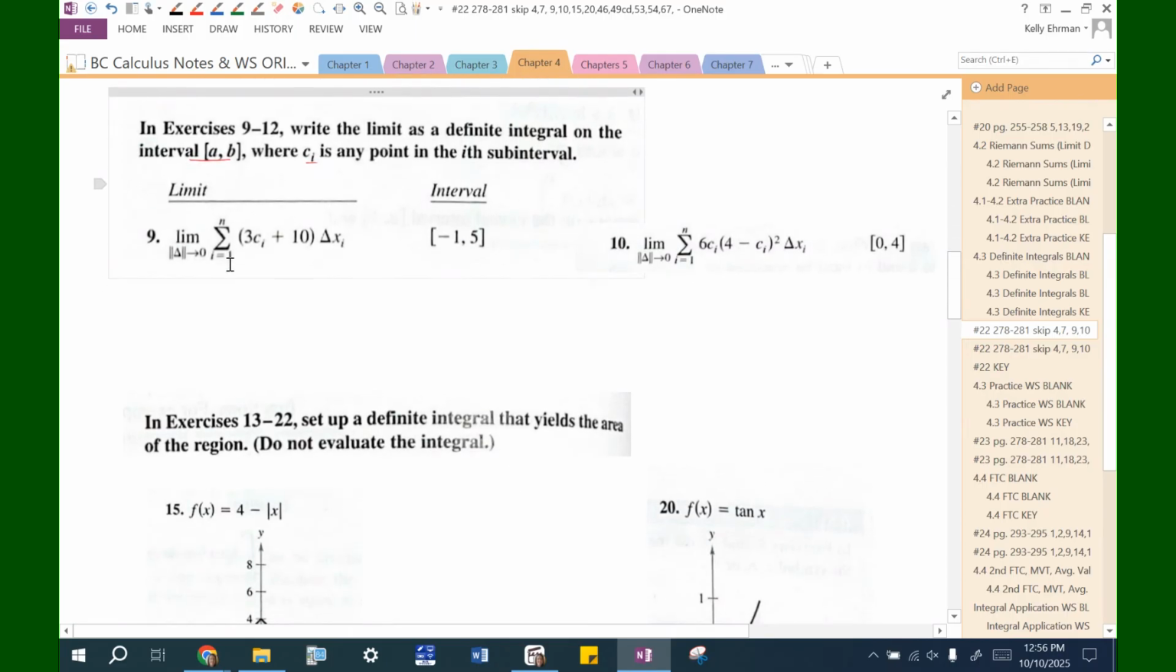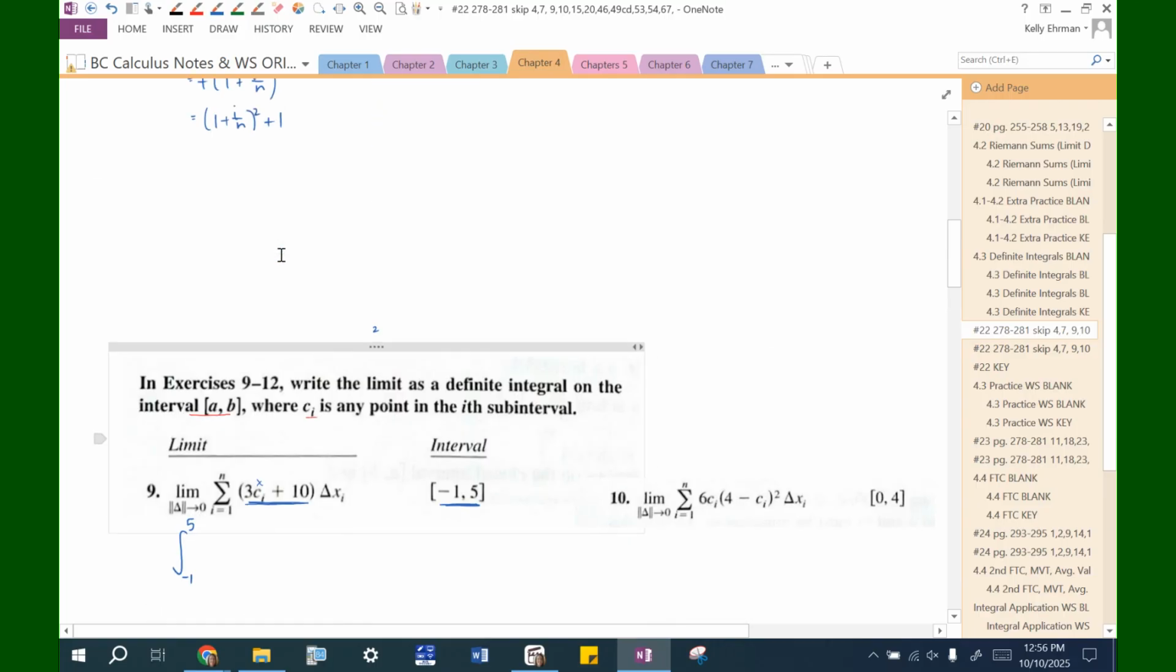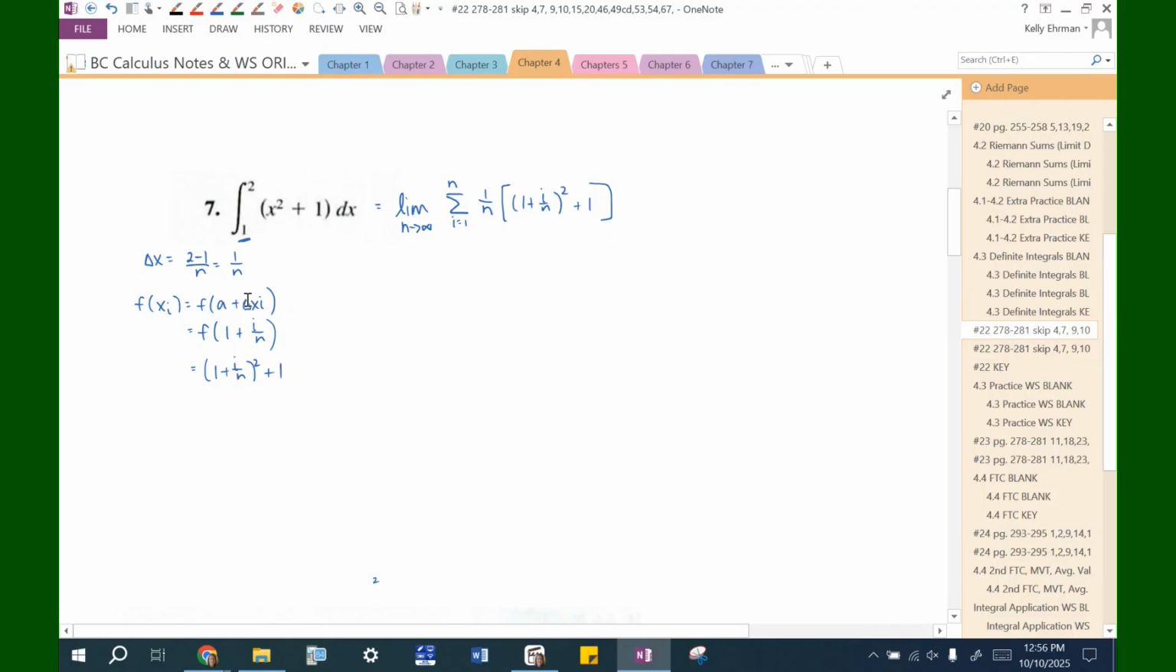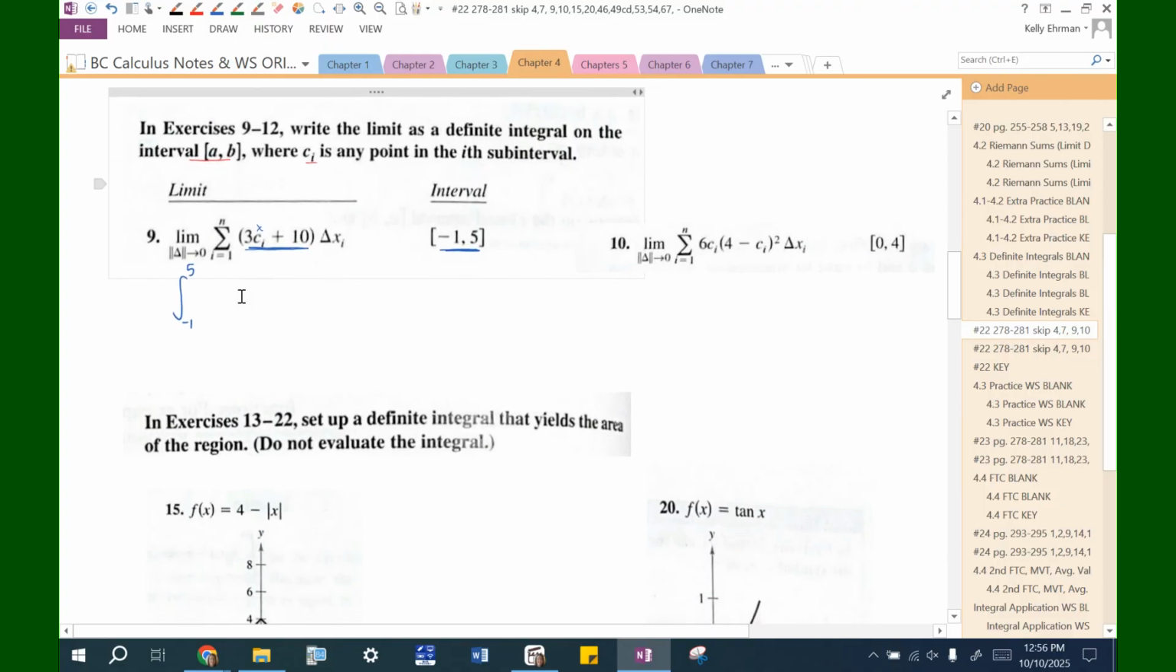So when we look at this, the integral on this one goes from negative 1 to 5. And for the f of x, just replace c sub i with an x. They're just saying we can figure out x sub i is equal to this expression, but they haven't actually taken that step. Okay, so this is just 3x plus 10.